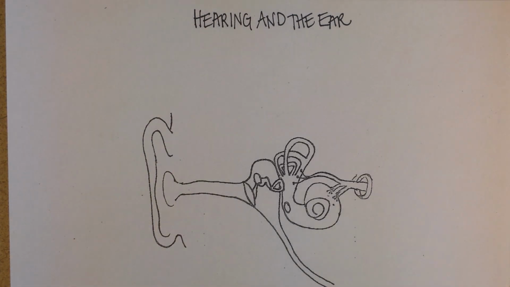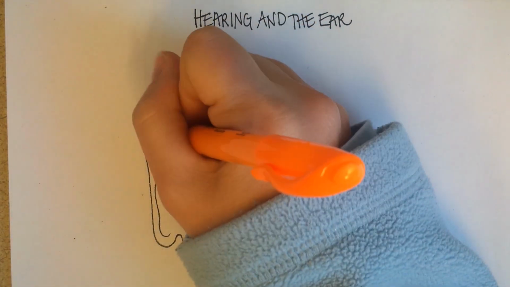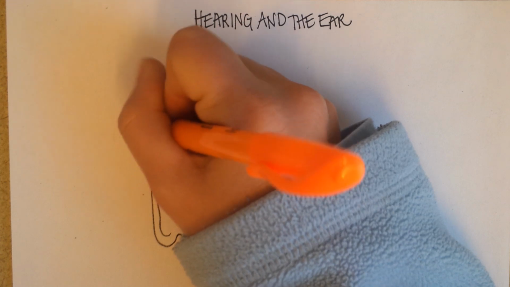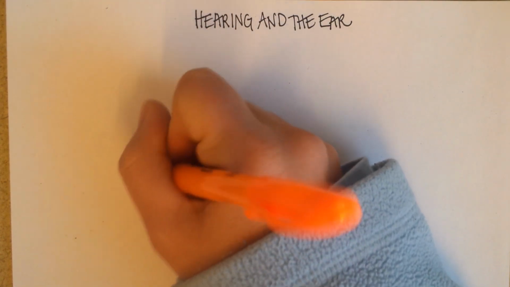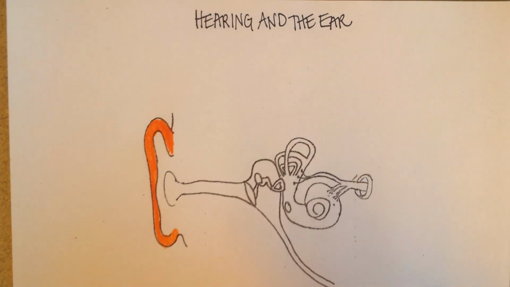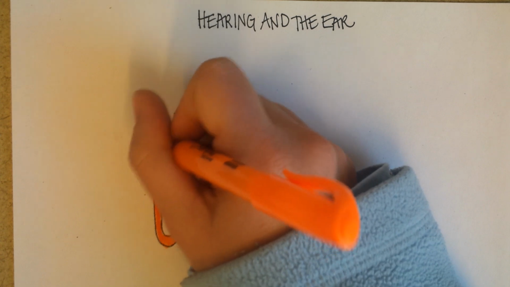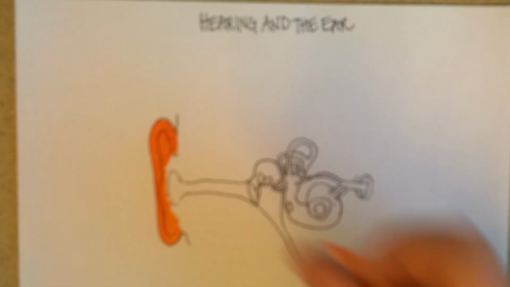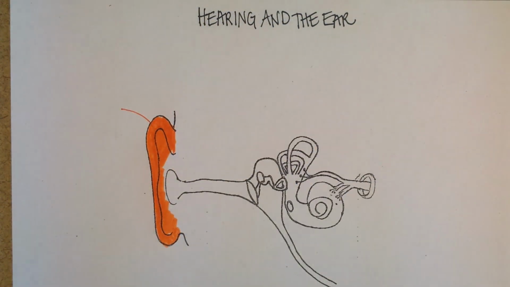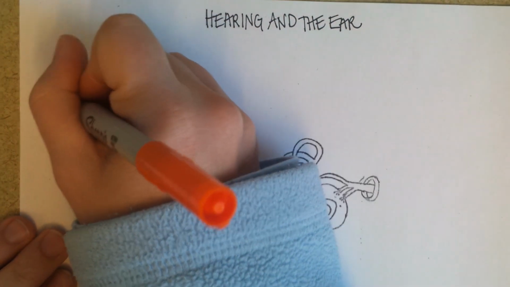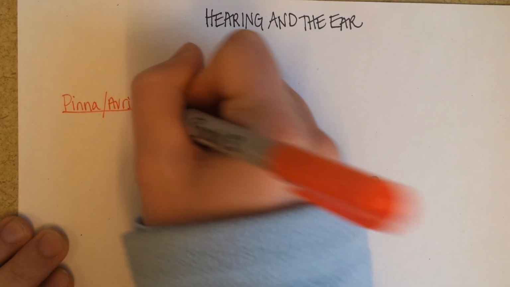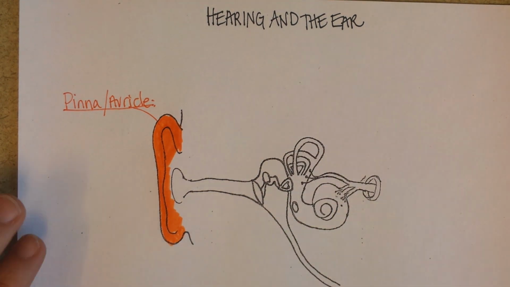Let's start with the pinna, or the auricle. The word auricle means ear. When you learn about the parts of the heart, you'll find that there are flappy structures on the outside of each atrium called auricles. So actually color all the way through here. This is the outer ear. And the purpose of the auricle is to funnel sound waves into the ear.